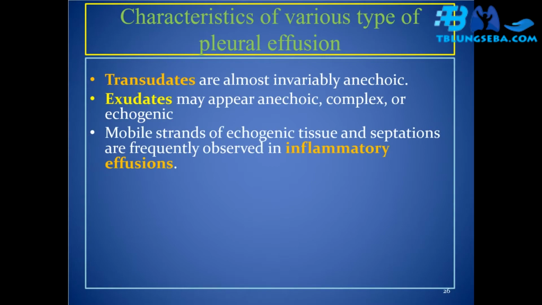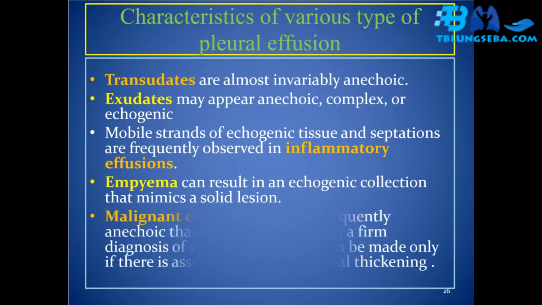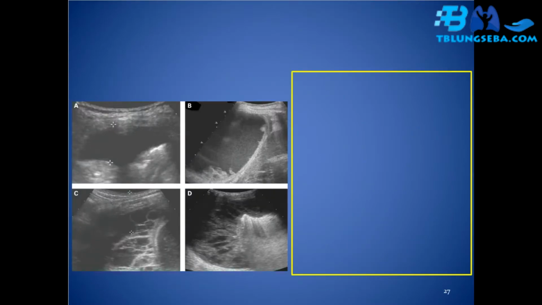Mobile strands of echogenic tissue and septations are frequently observed in inflammatory effusions. Empyema can result in an echogenic collection that mimics a solid lesion. Malignant effusions are more frequently anechoic than echogenic. However, a firm diagnosis of malignant effusion can be made only if there is associated nodular pleural thickening.